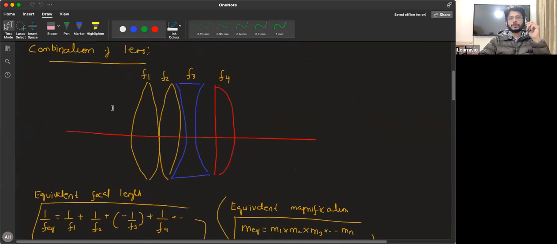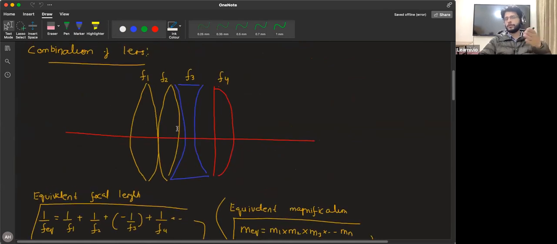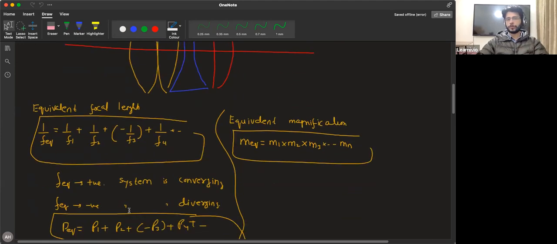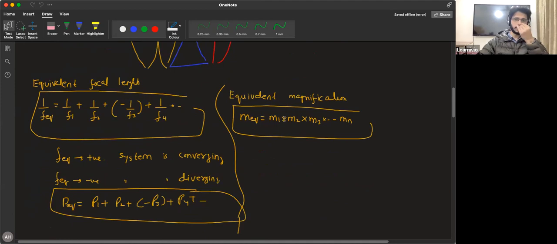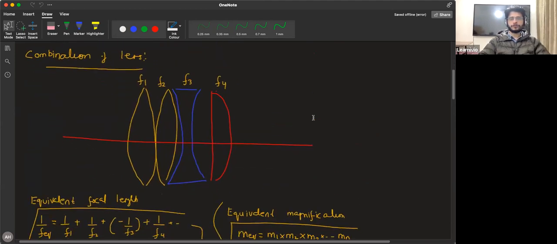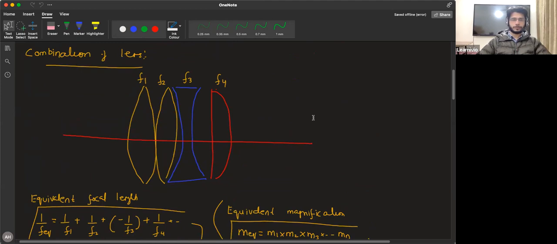This is it. So if you have different lenses, you can combine them using this relation: 1 by f1 plus 1 by f2, 1 by f3 plus 1 by f4. You get the focal length of the equivalent lens. For power, you can just add them up. And for magnification, you can just multiply the magnification of individual lenses. Note it down, please. We'll do one question on this concept and then lens is over. We'll come to optical instruments next.